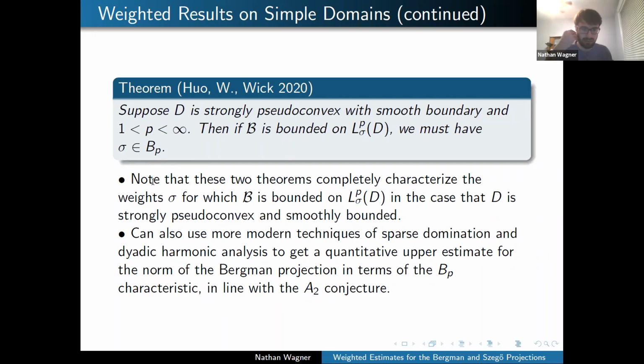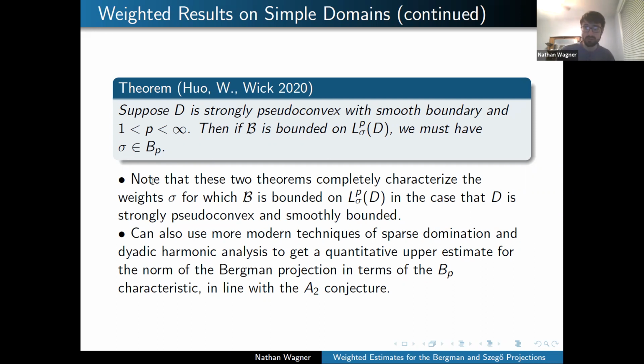I'll also mention that we have some work where we use more modern techniques of sparse domination and dyadic harmonic analysis to get a quantitative upper estimate for the norm of the projection in terms of the BP characteristic. So the A2 conjecture was really important in harmonic analysis, showing, first for the Hilbert transform and then for a general Calderon-Zygmund operator, that the norm from weighted L2 to weighted L2 is controlled linearly by the A2 characteristic, and you can get something similar for the BP characteristic, the B2 characteristic.